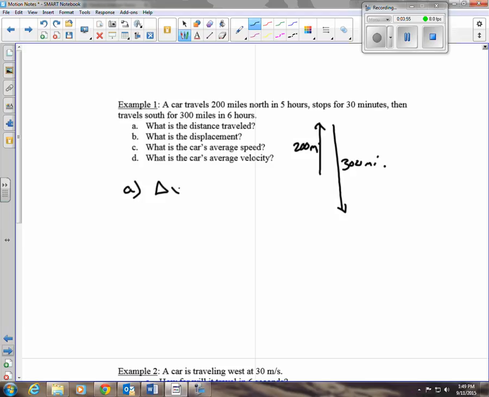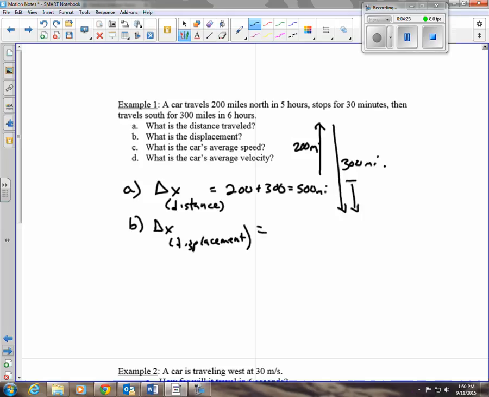So the delta x, in this case we need distance though. It's going to be 200 plus 300 is 500 miles. Where delta x is going to be displacement. We are going to say he goes 200 miles north, turns around, goes 300 miles south. How far from the starting point is he? Well, he ends up 100 miles south of the starting point.